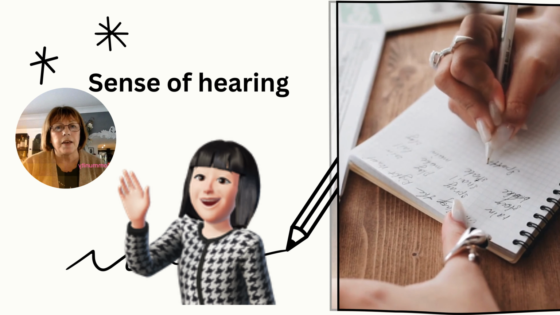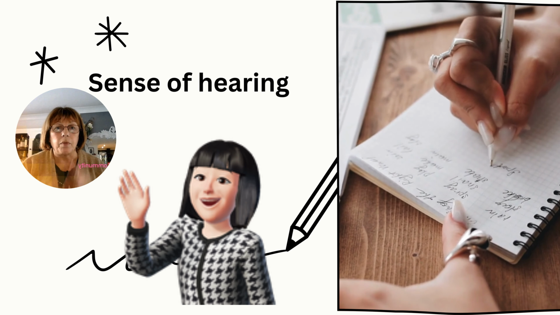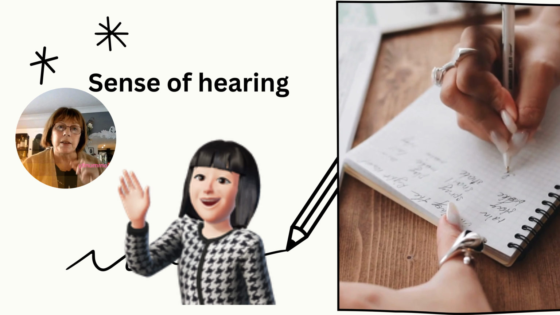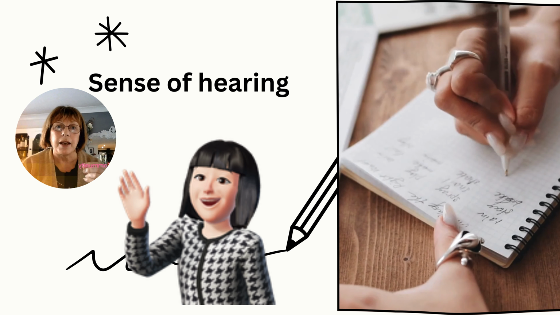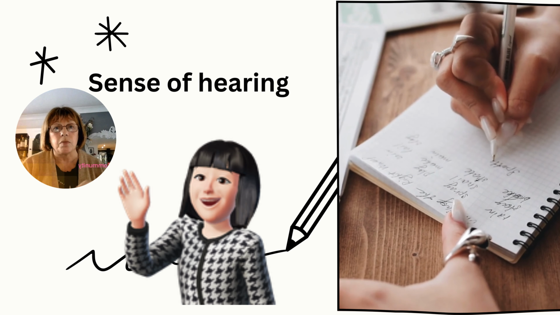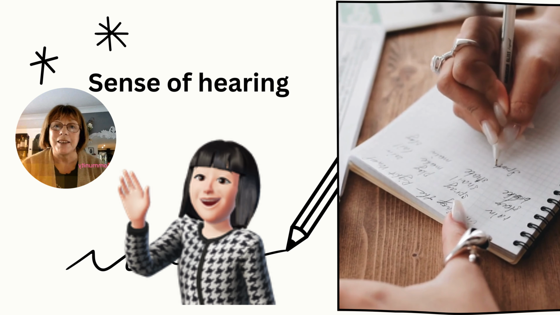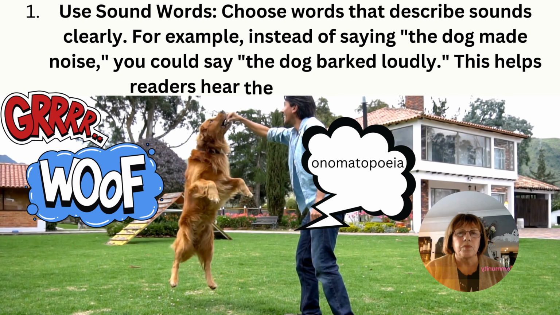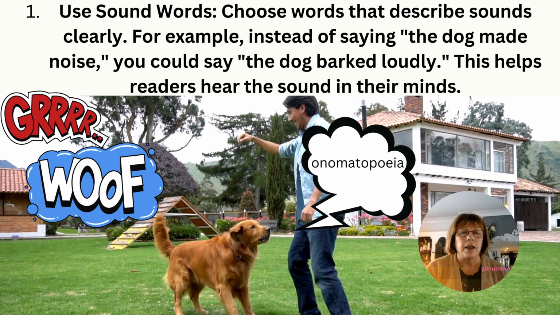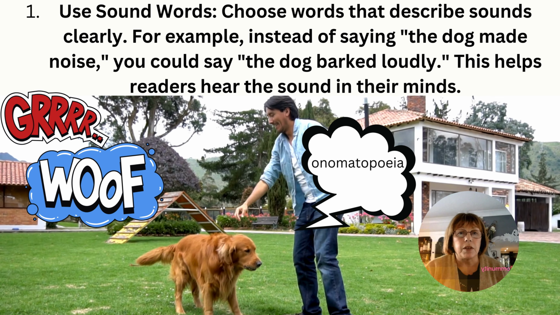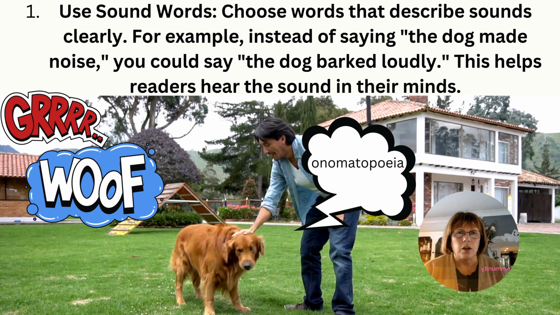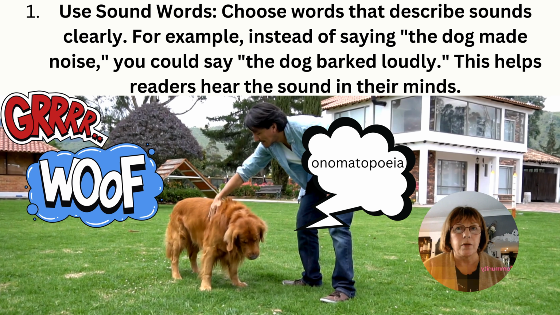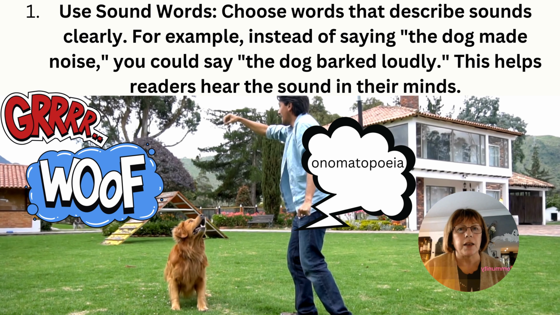And then there's the sense of hearing. So remember, we hear things every day and sometimes we don't really listen. So perhaps practice making a note of things that you hear every day so that you can use them in your description when you need to. So use sound words. Choose words that describe sounds clearly. So, for example, instead of writing the dog made noise, which I don't think you would write, would you? You could write the dog barked loudly, and this helps readers hear the sound in their minds.